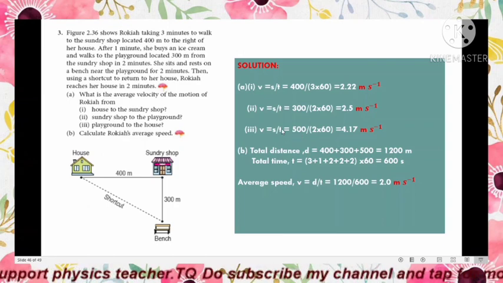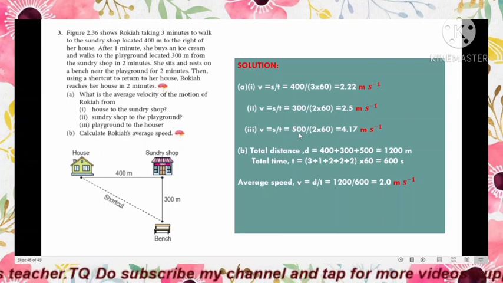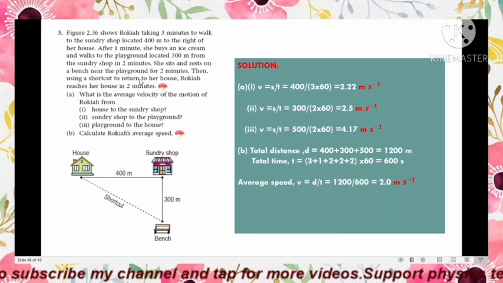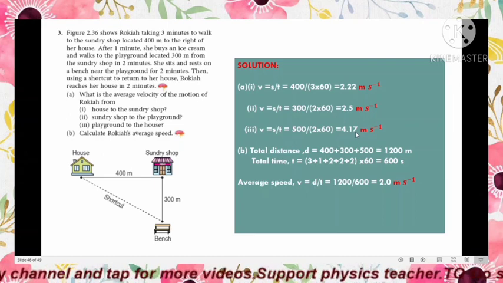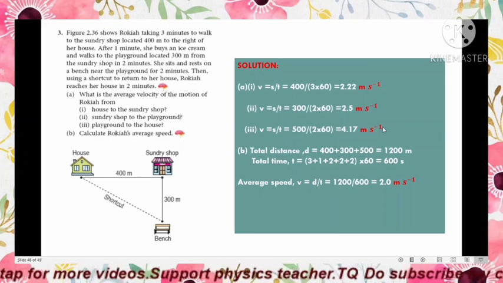So v equals s divided by t. Total displacement 500 divided by 2 minutes. So 4.17 m s^-1.